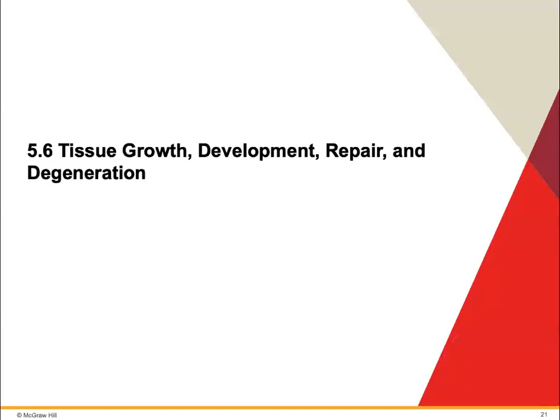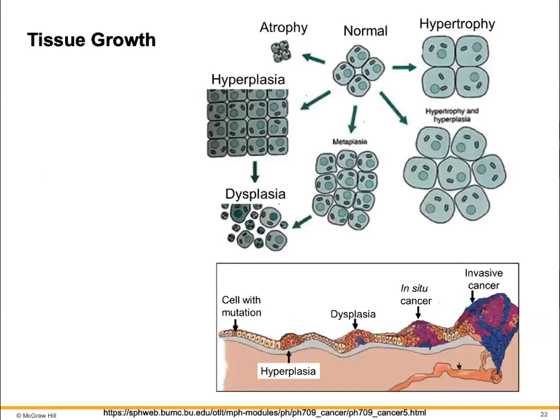Now, the last section of this material focuses on tissue growth, development, repair, and degeneration. Now, there's some terminology that you are supposed to be responsible for, and your book didn't have any very distinct pictures with it, so I did find these images online, and I was hoping that they would help to make the terms make a little bit more sense.